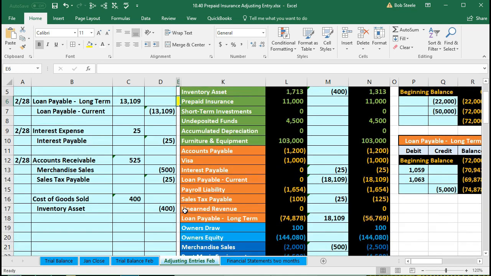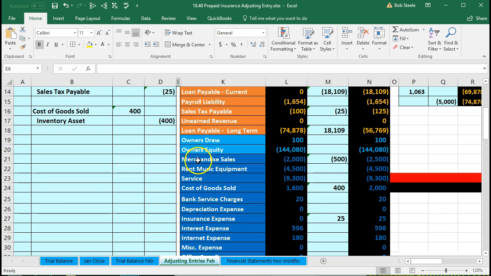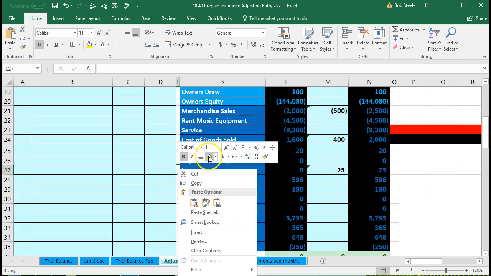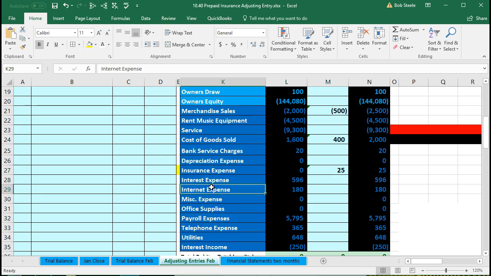There will then be one account below the equity line in the revenue and expense section down here. It's going to have something to do with insurance. And if we look through that, we see insurance expense. And so that's going to be here. I'm just going to make that yellow right next to it. That's going to be the other account affected.